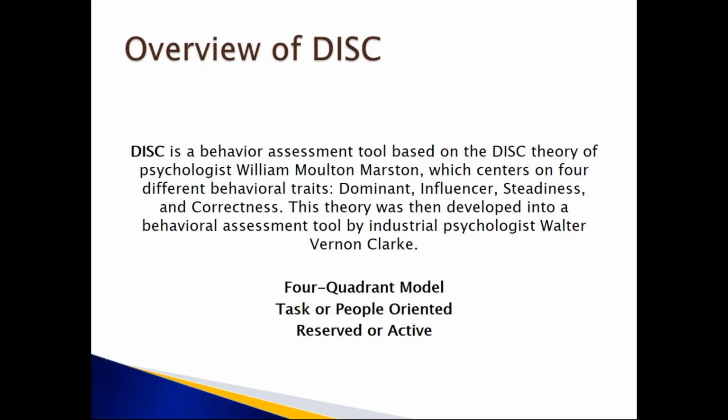and correctness. And you may hear those 4 categories called a few different things, like sometimes steadiness is called stable relator, or correctness is cautious thinker. But they're all essentially the same, even though the names are a little bit different. It's this 4-quadrant model, and it's really based on people being task or people-oriented and reserved and active. And each one of us leans more one way than the other in how we process information.